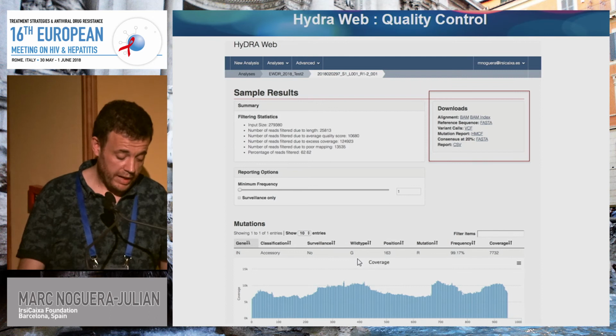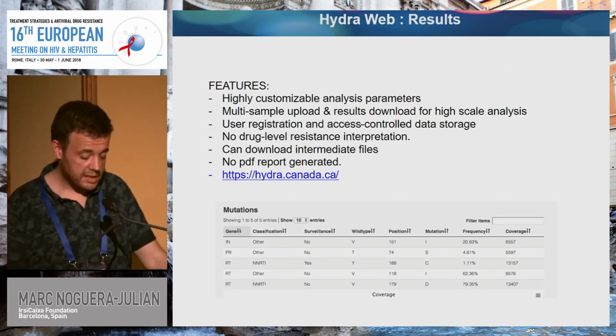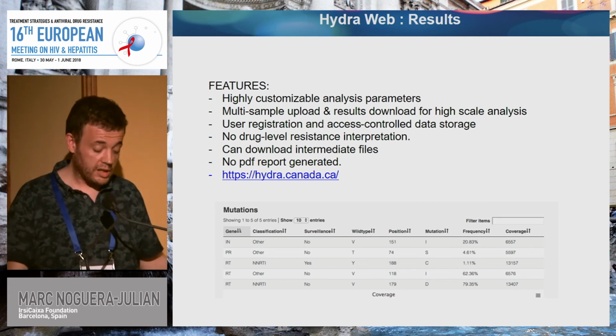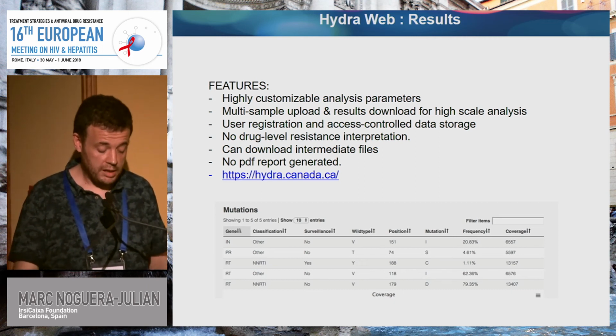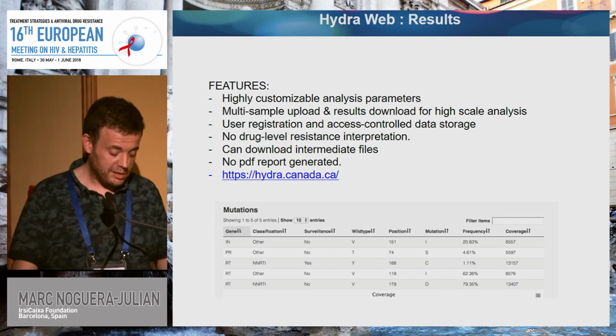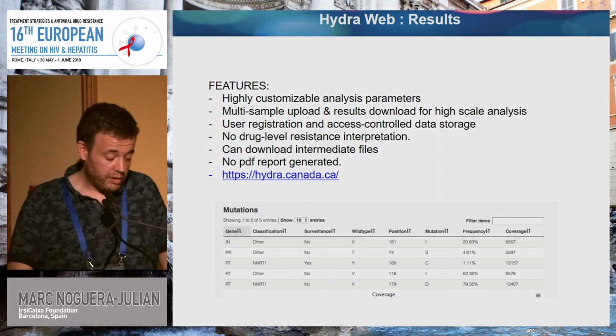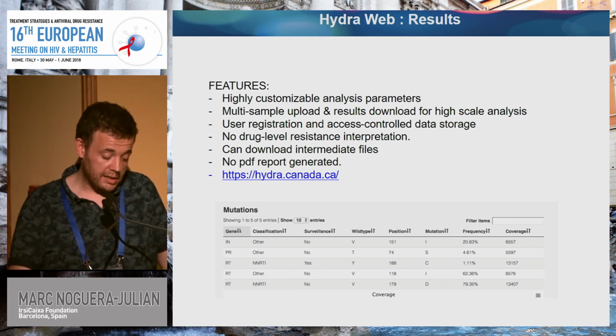But the resistance is provided as a table saying whether the mutation is resistant or not, but not to which drug, only if it's an RTI. So the most common, I guess everybody knows which drug they are resistant to, but the others maybe not. In this case, there is no PDF report, as far as I have seen, and you can also play with this tool at this URL.